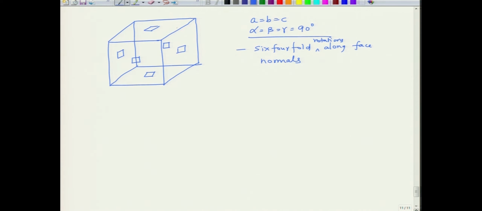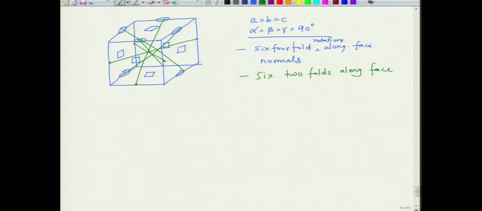You can also rotate the cube by 180 degrees along these diagonals. So, if you put diagonals like this, I will use a different color. If you connect this point and this point, and this point to that point, you will have these diagonals connecting each other. So, how many of these will you have? One of this, one of that, then one will connect here. So, 1, 2, 3, 4, and then one of these, and then one of these as well. So, you will have 6 2-folds along face diagonals.